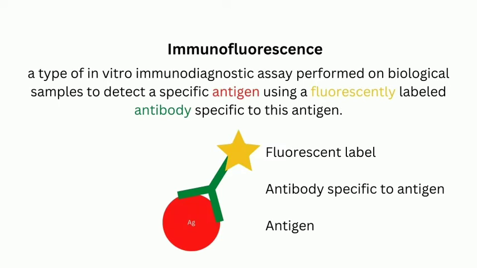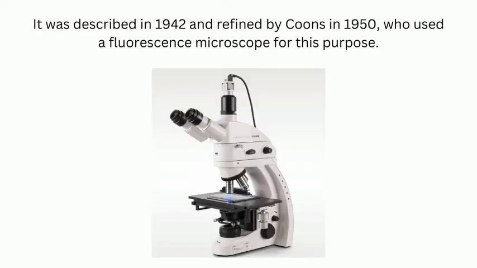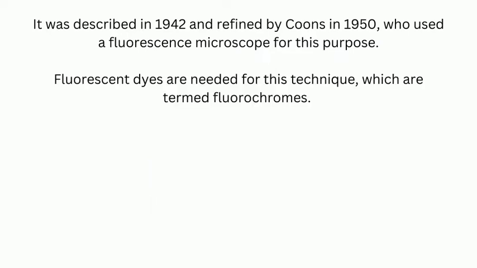Hi everyone. Immunofluorescence is a type of in vitro immunodiagnostic assay performed on biological samples to detect a specific antigen using a fluorescent labeled antibody specific to this antigen. It was first described in 1942 and then refined by Coons in 1950, who used a fluorescence microscope for this purpose. Fluorescent dyes are needed for this technique, which are termed fluorochromes, for example, rhodamine, fluorescein, phycoerythrin, etc.